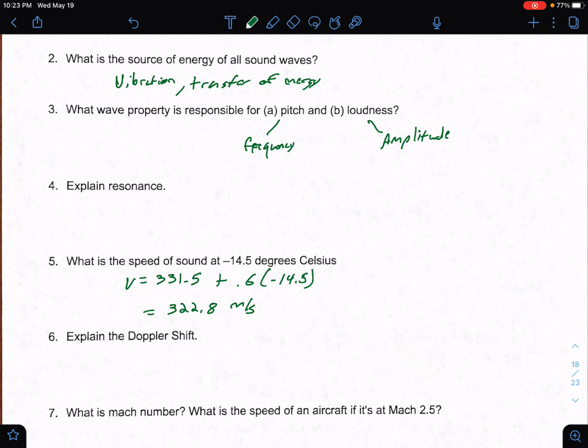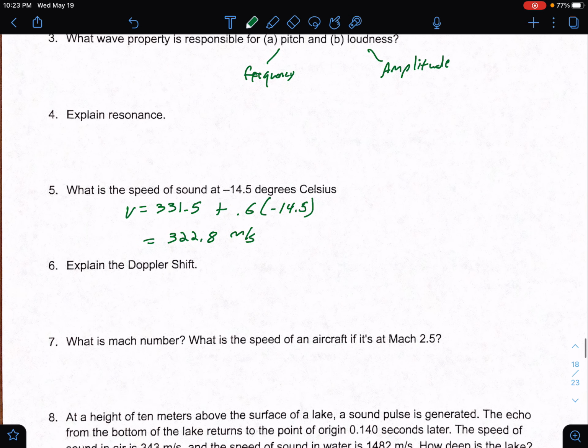Okay, Doppler shift, that is the change in the frequency of a wave caused by relative motion between the source of the wave and the observer. So the big thing there is as it gets closer to you, your frequency is going to go up. Okay, and if frequency goes up, pitch goes up. So that's why it sounds like it's louder. And then as it goes farther away, your frequency goes down. So that means your pitch goes down.